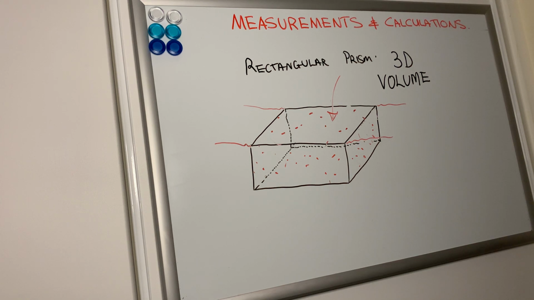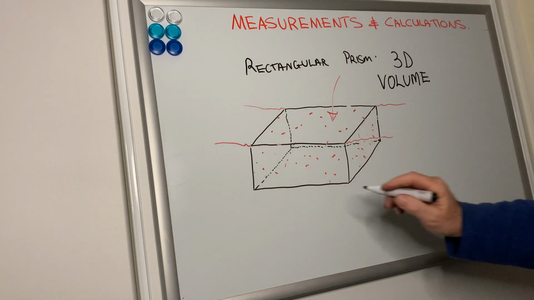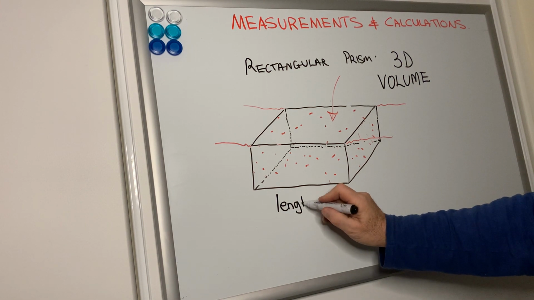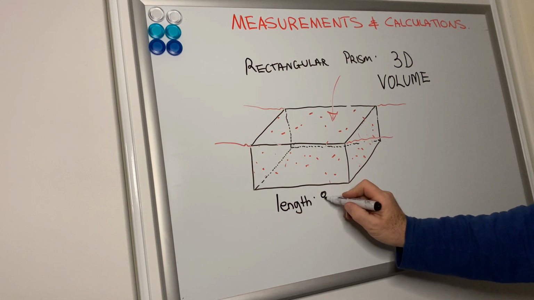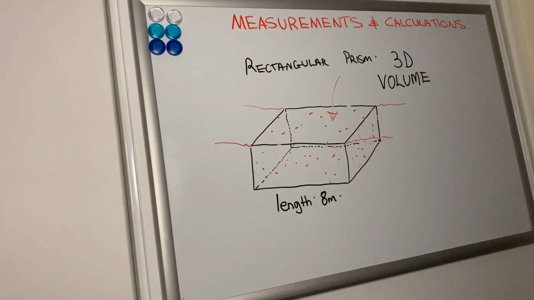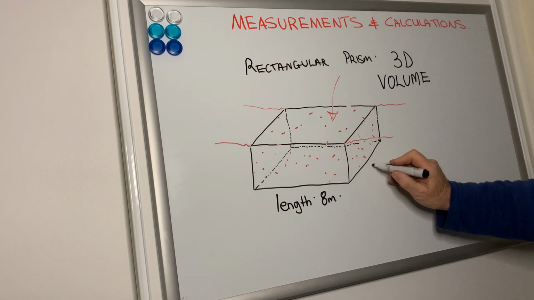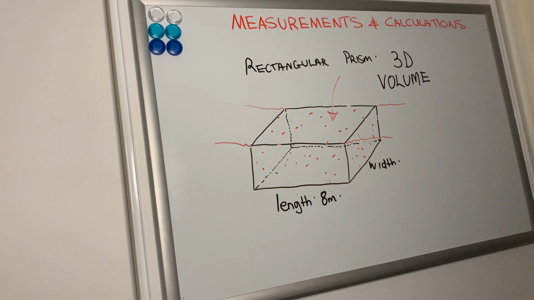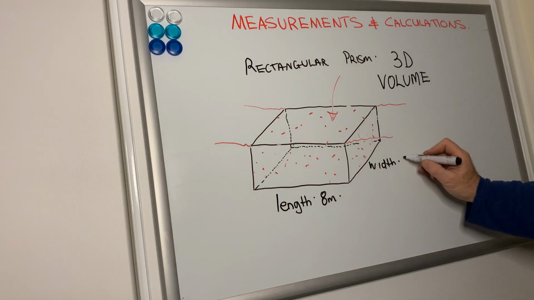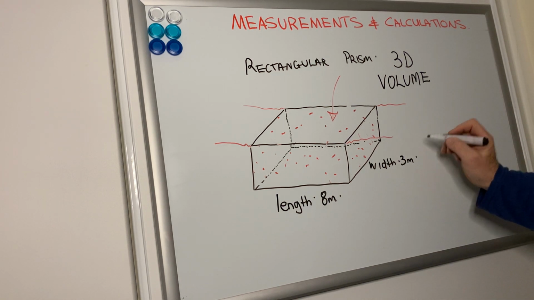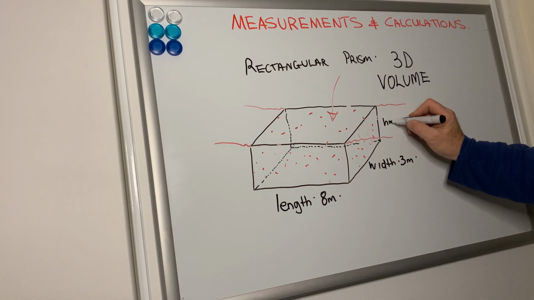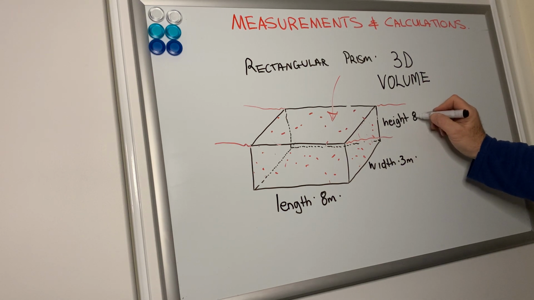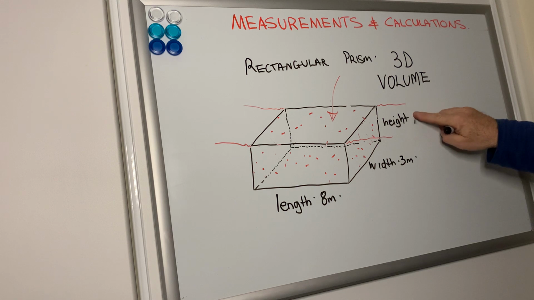And let's say it has a length of 8 meters. Say the width is 3 meters. And let's say it has a height of 5 meters, just to make it simple values.